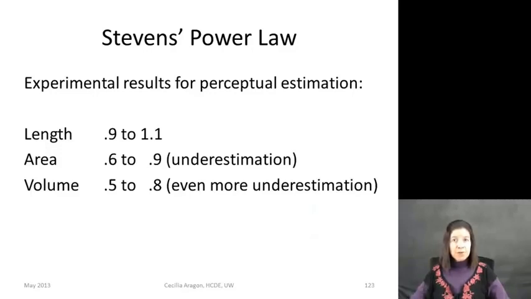The idea of a power law for visual perception was first mentioned in the 19th century, but Stanley Stevens in the mid-1950s came up with a body of work to justify it, and he formalized the power law. His experimental results for perceptual estimation gave an exponent for length of pretty close to 1, so in other words, fairly accurate. But in area, 0.6 to 0.9, so you get some underestimation, and in volume, 0.5 to 0.8, even more underestimation.